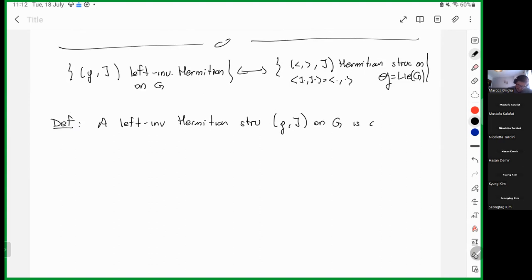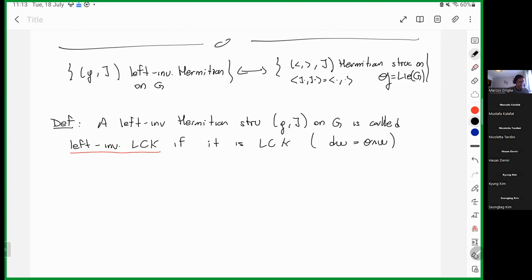G, it's called left invariant LCK if satisfied, if it is LCK. So if it satisfies omega equal to theta wedge omega. What I'm trying to say is just we will call left invariant LCK if it is LCK and the Hermitian structure is left invariant.